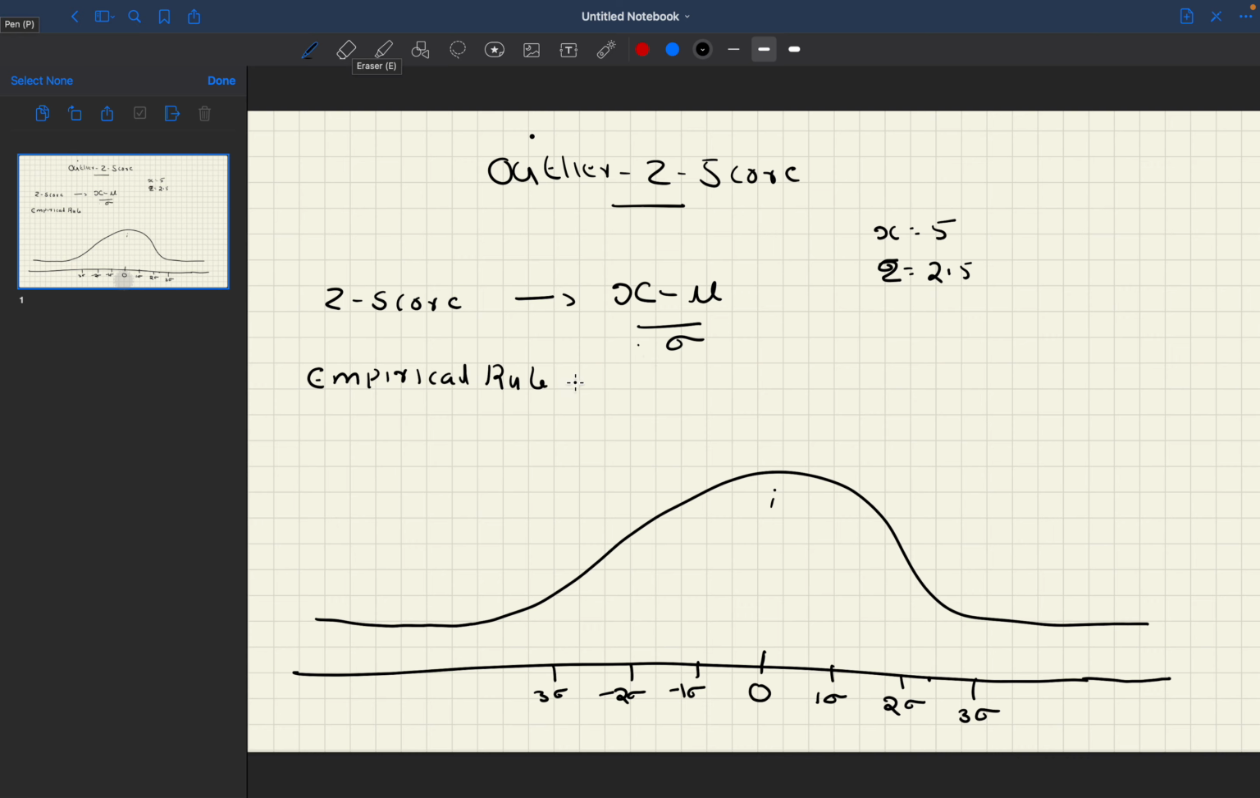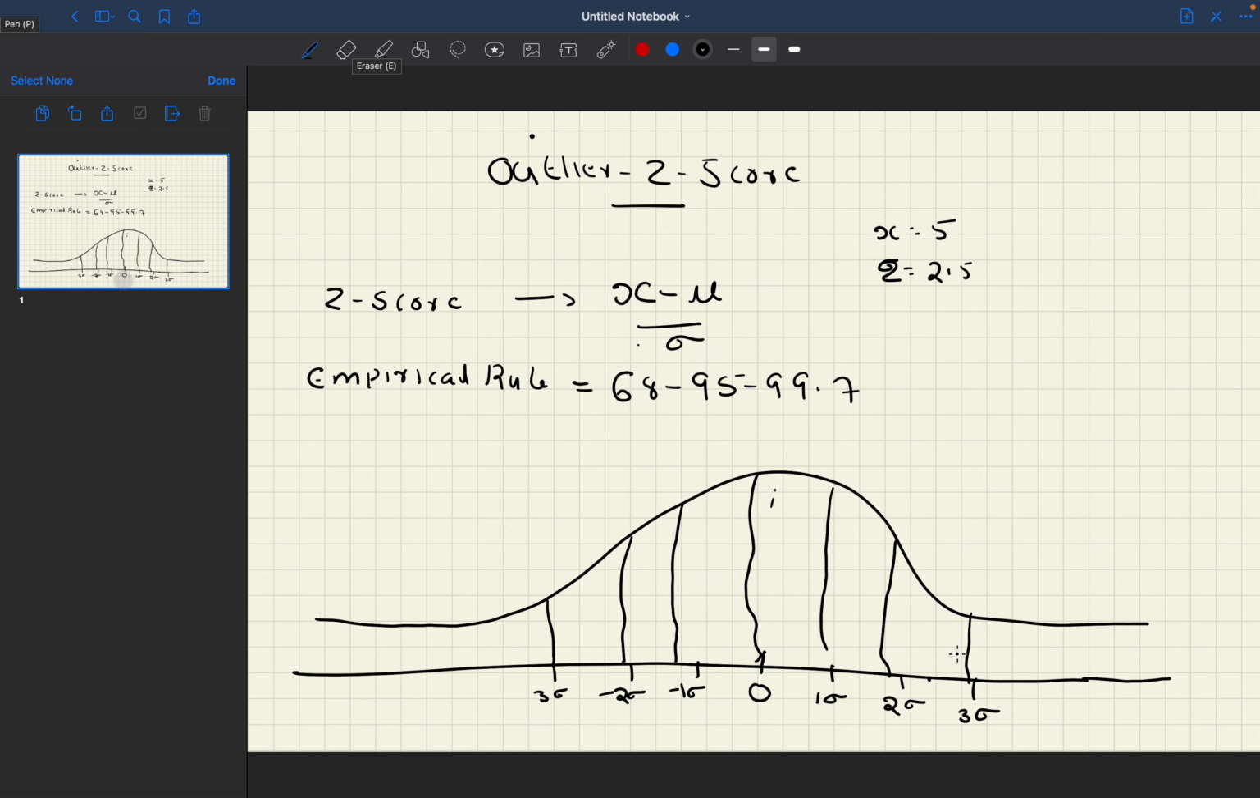Okay, now we can talk about the empirical rule. This is also called the 68, 95, 99.7 rule. Consider this is our mean. Then this is our first standard deviation, this is our second, and this is our third standard deviation. Going to the right, we again have the first, second and third standard deviations.